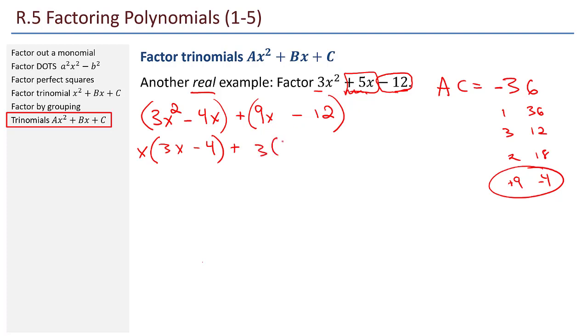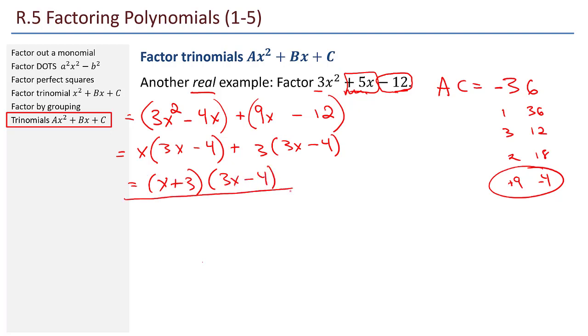And that leaves me 3x minus 4. Oh, great. 3x minus 4 appeared 2 times. And so I can write the quantity x plus 3 times 3x minus 4.